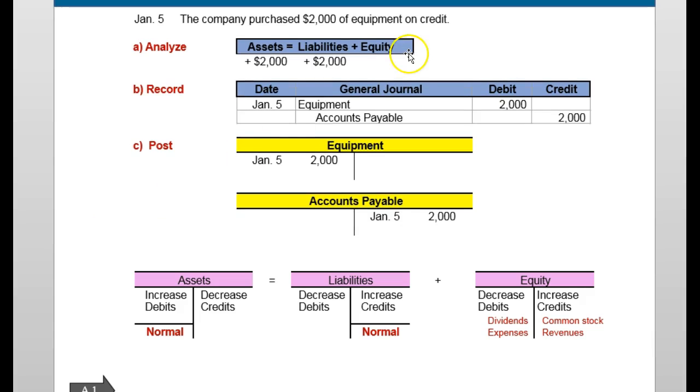Another one, they purchased $2,000 of equipment on account. Asset increases, right? And I have to increase my liability. This becomes my journal entry. Equipment increases by $2,000. Accounts payable increases by $2,000. Here's the posting. Equipment, debit $2,000. Accounts payable, credit $2,000.